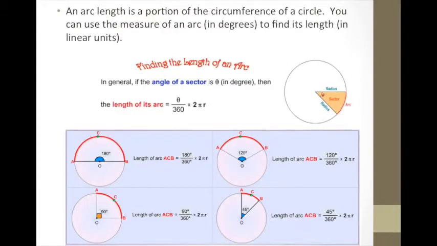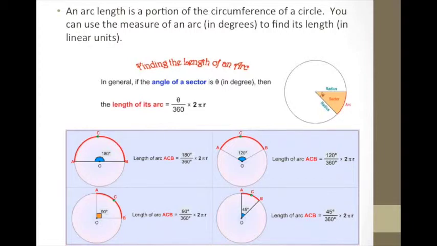Okay, next we're talking about the length of arcs. This is actually quite simple, it's not hard. You just need to think of the common sense of arcs. The arc length is a portion of the circumference of the circle. So first of all we need to find the angle of the sector with the arc that we're trying to find.